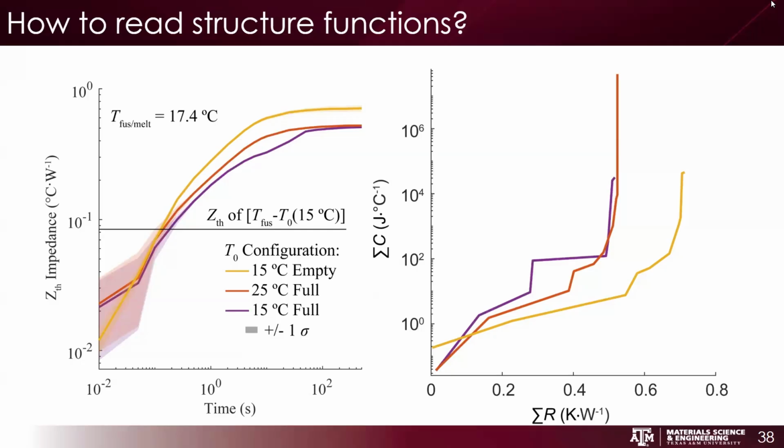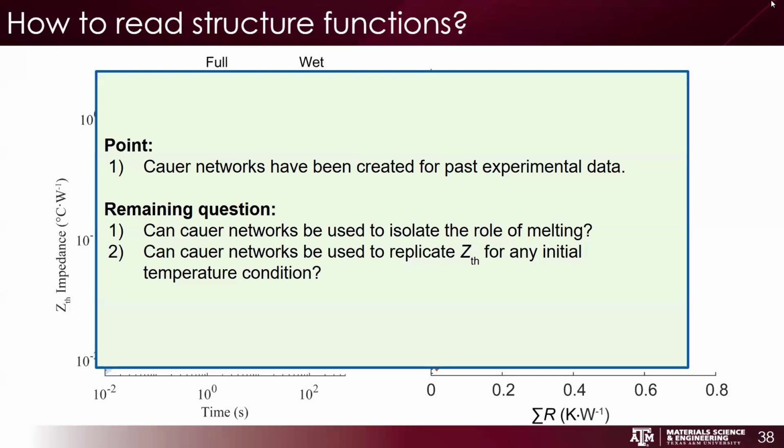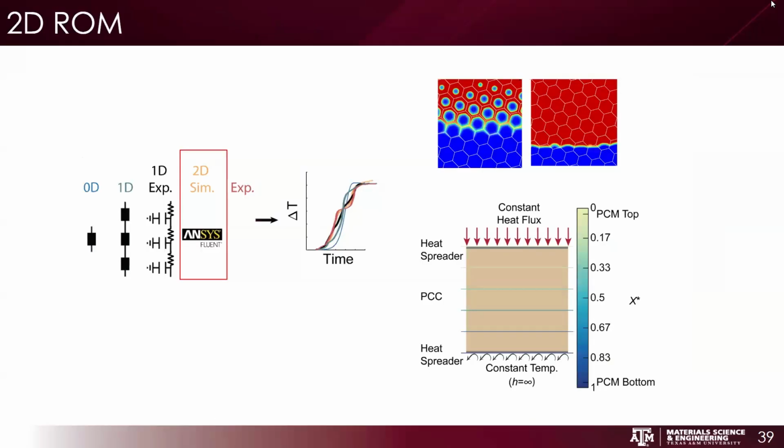So that would be represented by an infinite capacitance within the system. So we are able to get a one-dimensional kind of depth profile of the thermal network within the systems. So the point then is, can we put these thermal Cauer networks and look at them with a phase change process? And can we use it to replicate the thermal impedance at all temperature conditions?